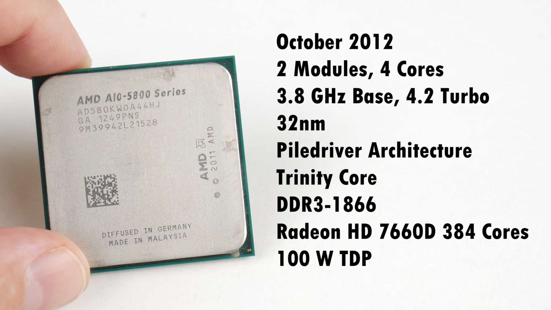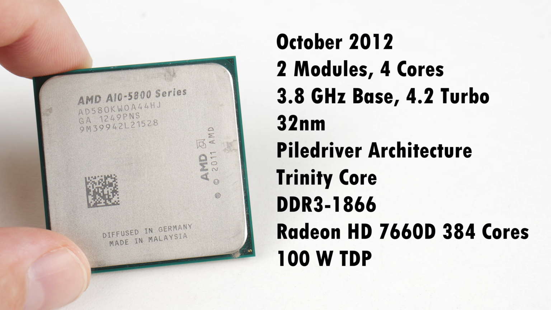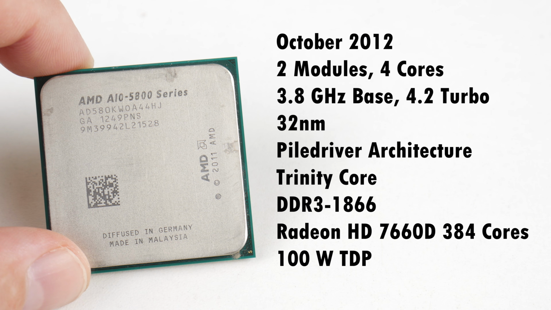So let's take a closer look at the A10-5800K. So this is an APU from 2012. We have two modules and 4 cores, and it is considered not to be a true quad-core processor because these modules share a couple of resources. We have a base clock of 3.8 GHz with a turbo of up to 4.2. The processor is built on a 32nm process using the Piledriver architecture, and it features a Trinity core.